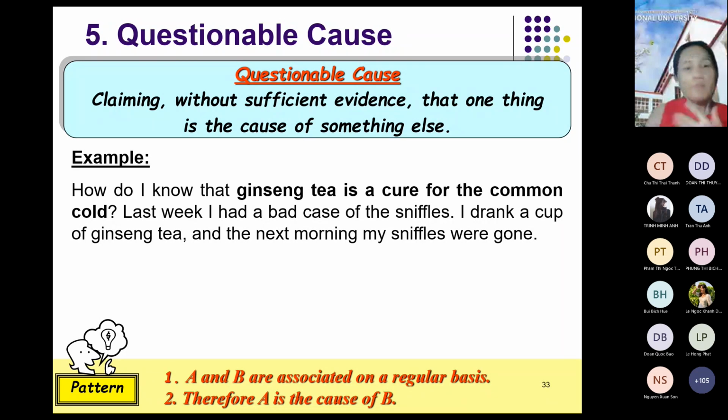Okay, so look at the example here. The person says, oh, how do I know that ginger tea is a cure for the common cold? Last week I had a very bad case, and then I drank a cup of ginger tea, and the next morning it's gone. That case of sniffles is gone. So he concludes that ginger tea is the cure for the common cold.